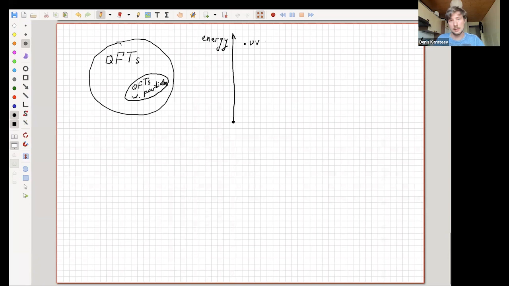So this is my UV CFT plus the deformation. And so UV CFT plus the deformation starts the RG flow. And at some point, suppose my theory has a particle with mass m. And after that, well, the theory is empty. So here, this is the mass gap.